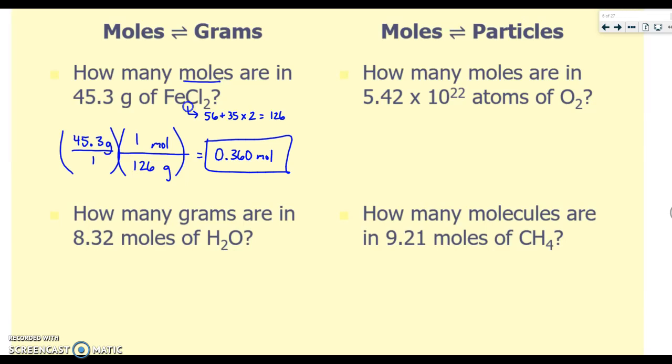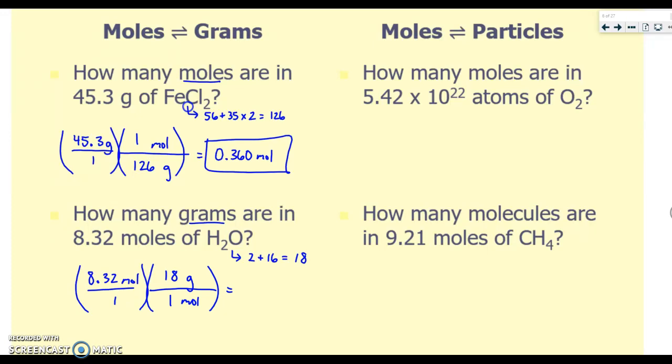Okay. Going the other way, it's very similar. You still need molar mass because it's asking for grams. So I find the molar mass of water. It's 2 plus 16, so it's 18. And then again, I'm going to do my math. So I'm going to put my 8.32 moles over 1. And this time I need to get rid of moles, so it's going to diagonal drop. And my grams will go on top.